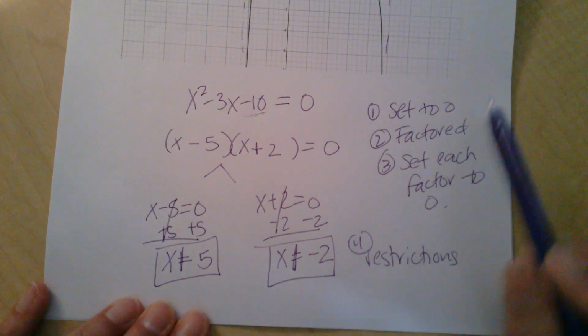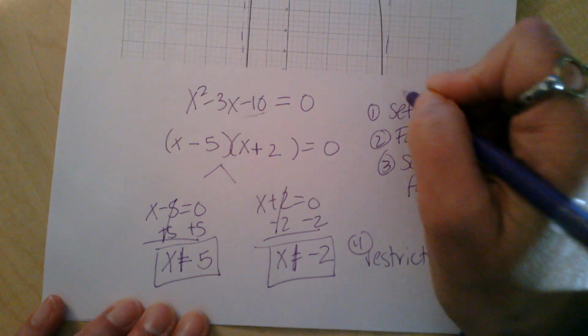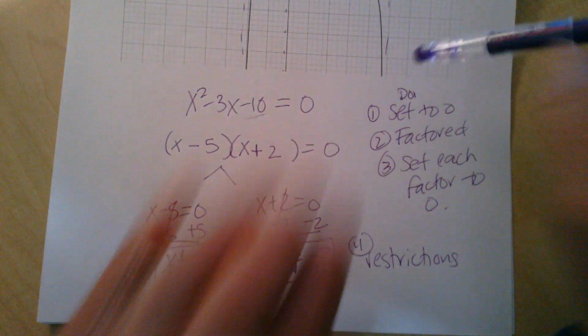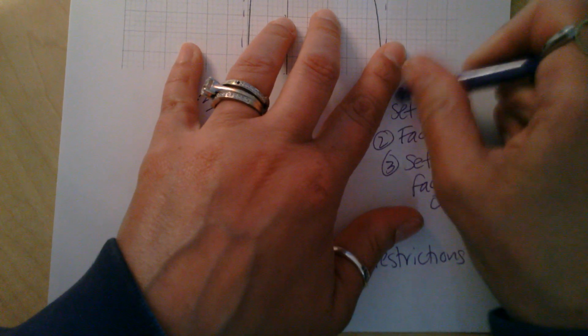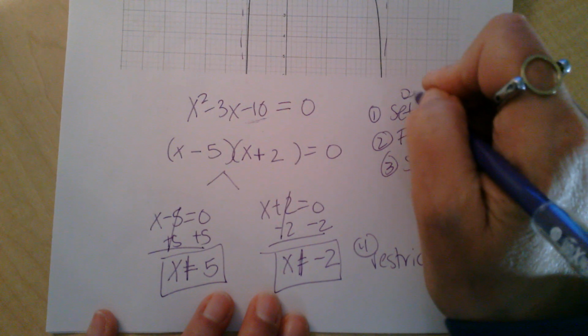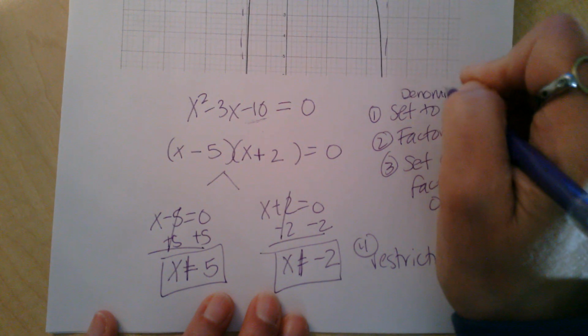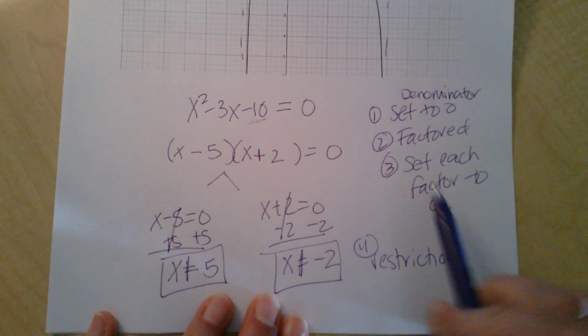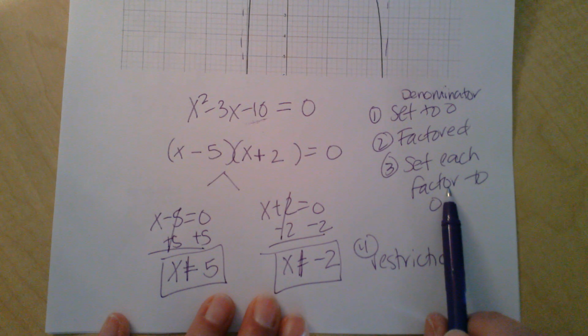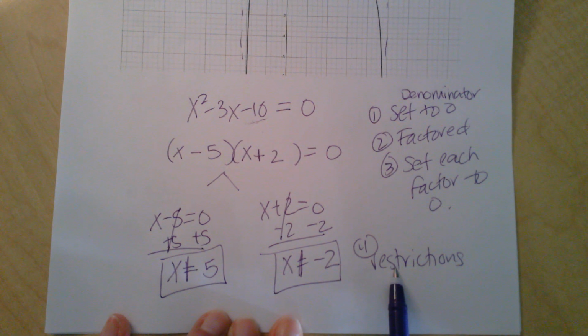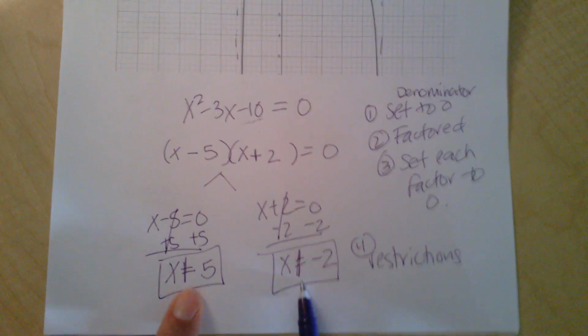And so here are our steps. Set the denominator equal to 0, factor it, set each factor equal to 0, and then you have restrictions. That's where it can't be. Okay, so that was graphing.